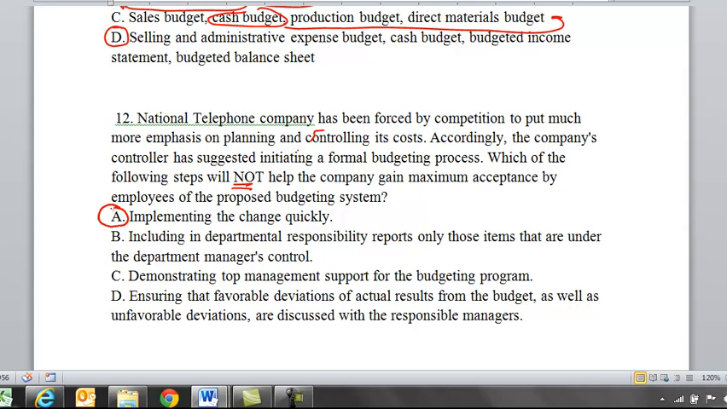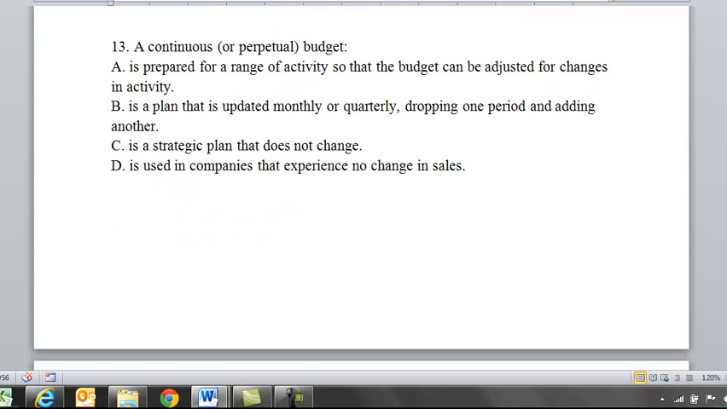So A, implementing the change quickly, is the one you do not want to do, because you've got to give people time to digest something different and also to get comfortable with it. 13. A continuous or perpetual budget. A, is prepared for a range of activity so that the budget can be adjusted for changes in activity, and that would be a flexible budget.